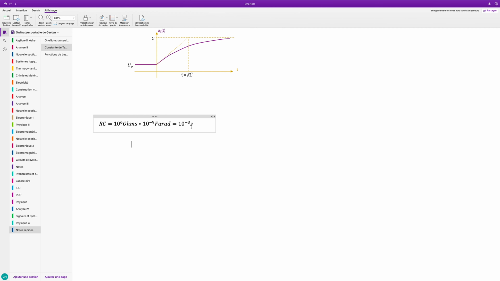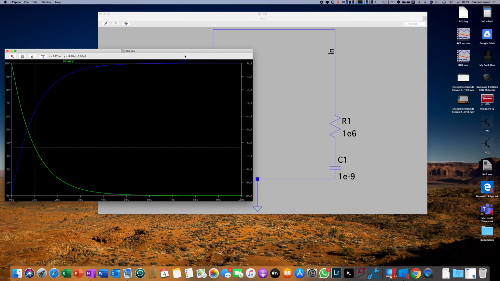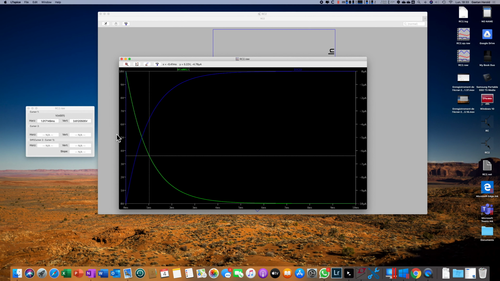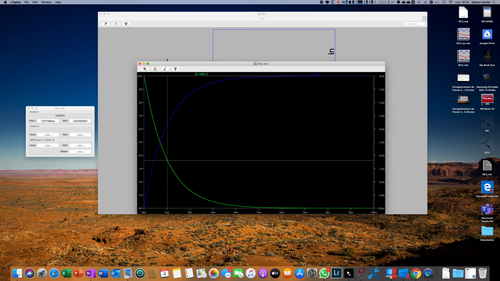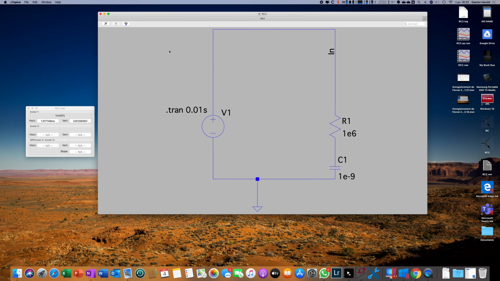What is interesting is to check what this means in terms of units by expressing ohms and farads in SI base units. You will see that we do indeed arrive at seconds. We can do the same reflection with the current, which also takes a time constant to reach 63% of its final state.